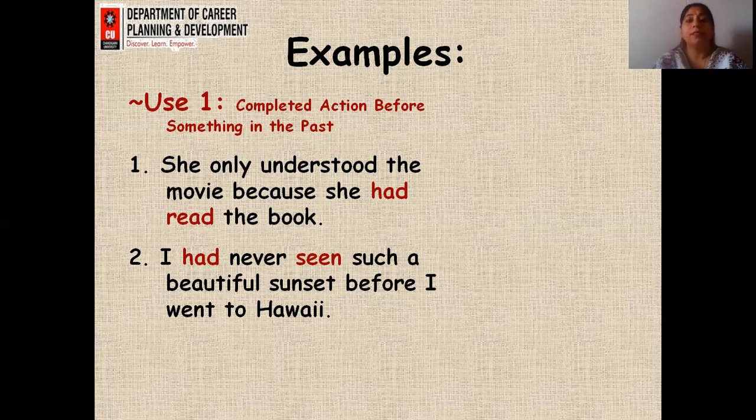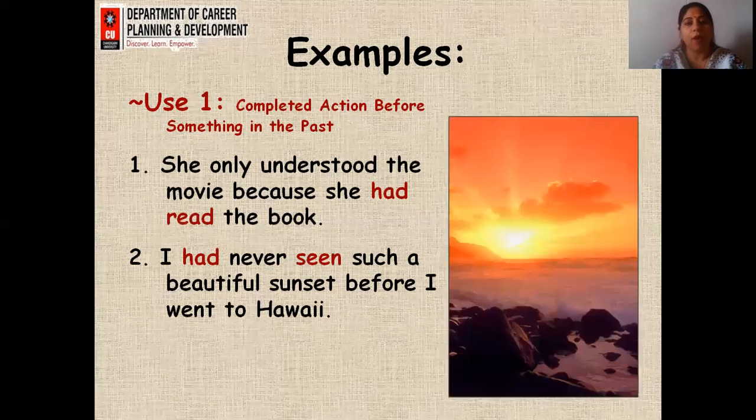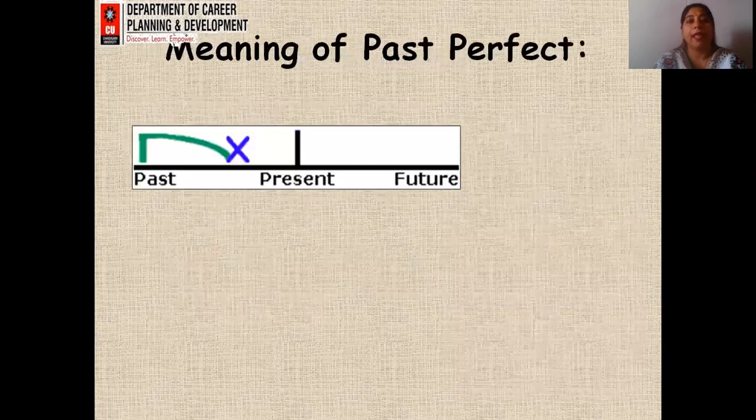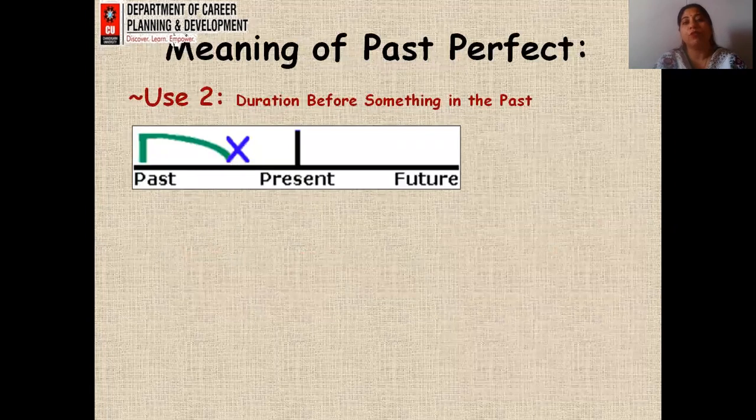The next example is, I had never seen such a beautiful sunset before I went to Hawaii. This means two actions again. Before I went to Hawaii, I had never seen such a beautiful sunset. So, I had never seen such a beautiful sunset before I went to Hawaii is another example.